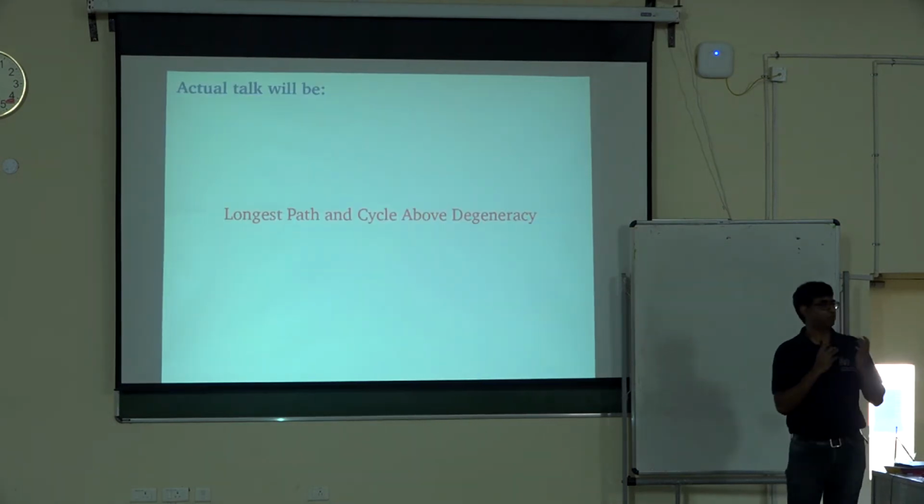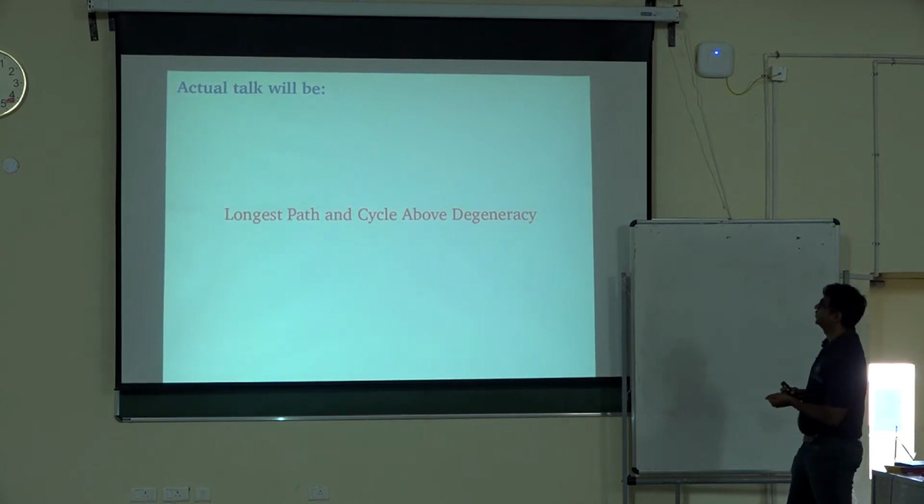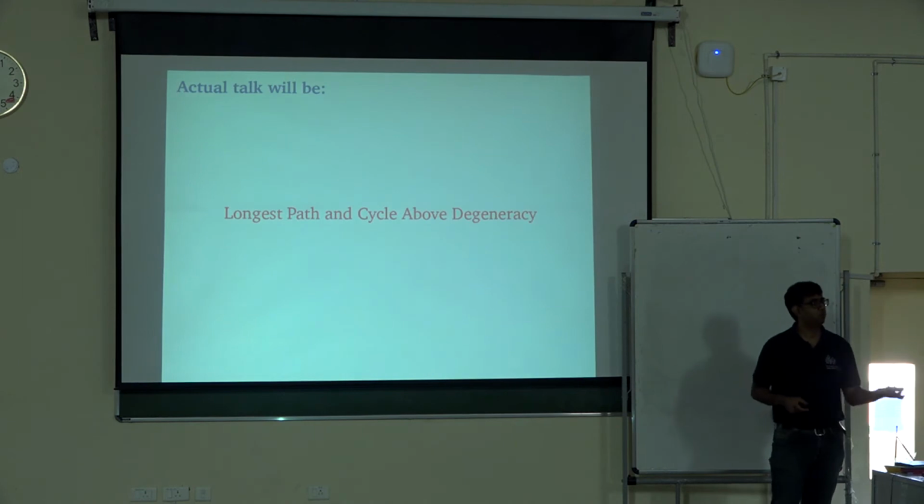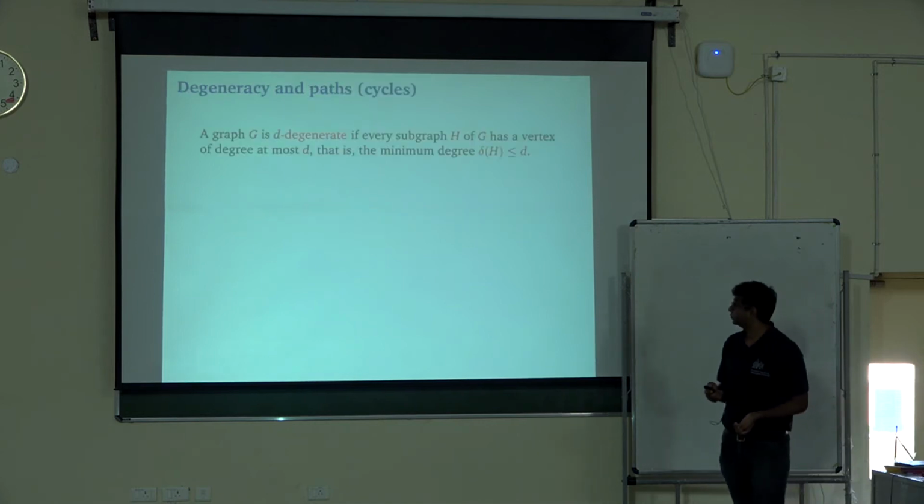Okay, so what is this talk actually about? Now that I've given you 5 or 10 minutes of history, this talk is about longest path in cycle over degeneracy. So what do we know about degeneracy, what kind of lower bound does it provide, and what kind of algorithm are we trying to design?